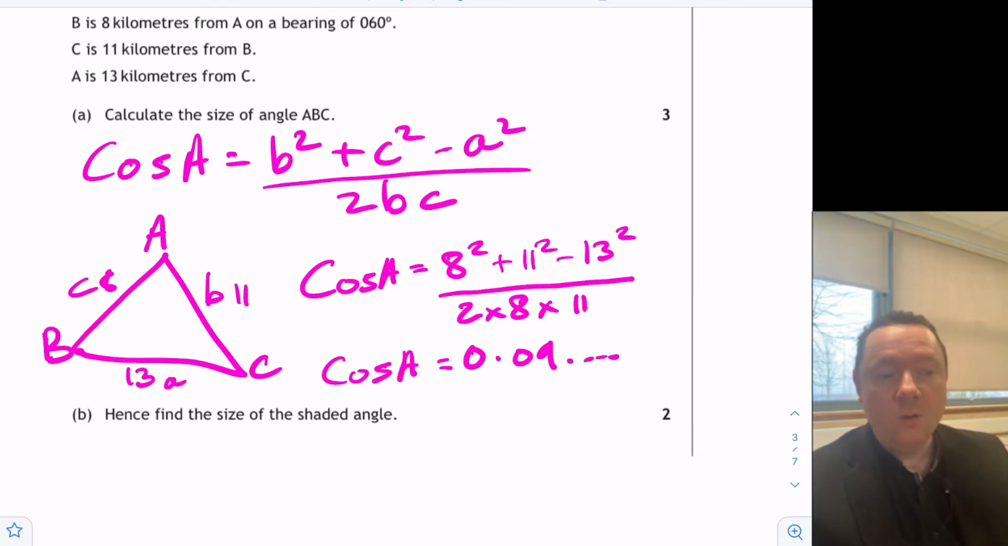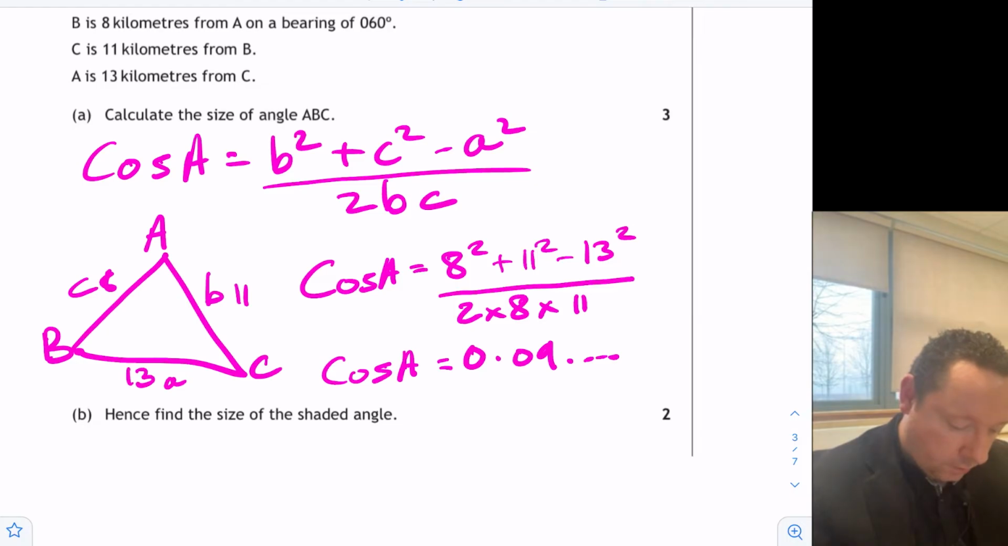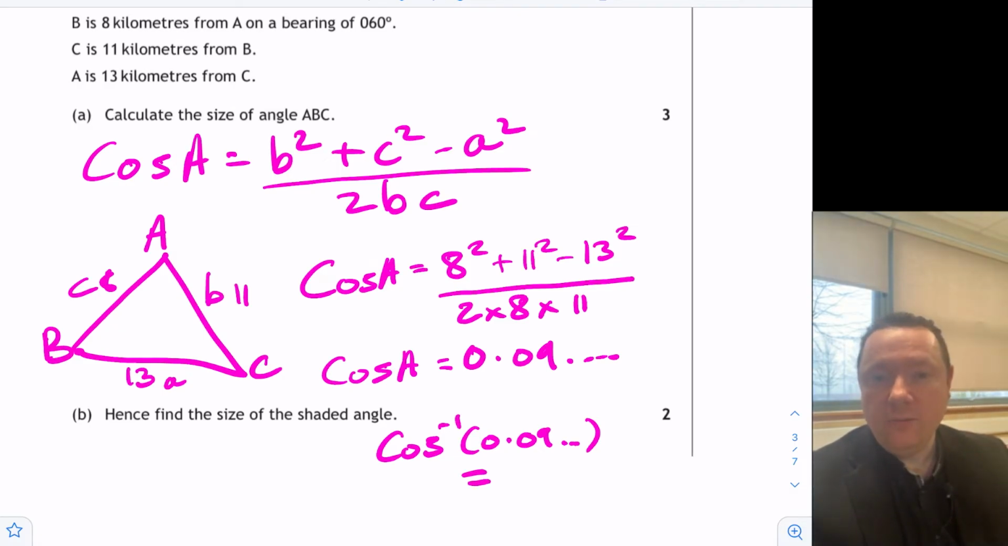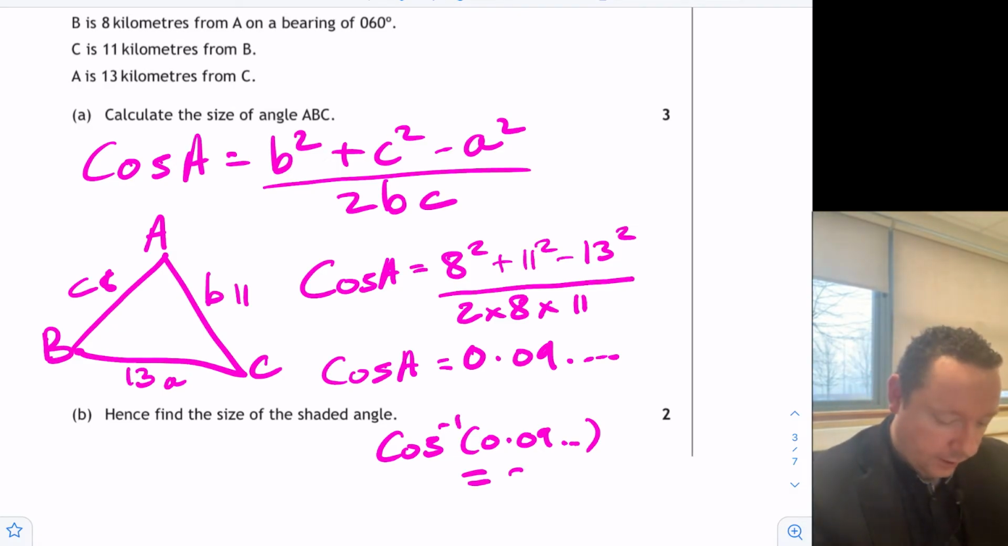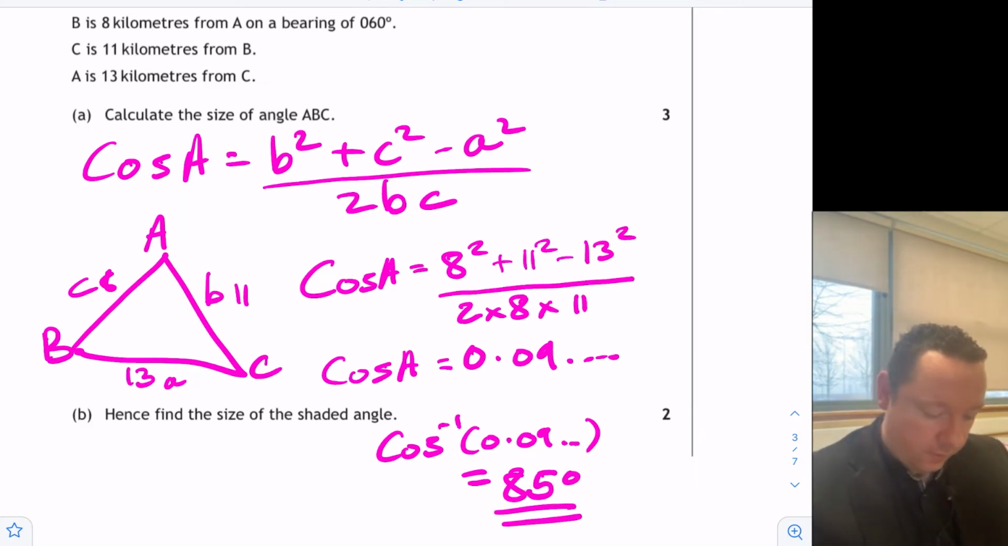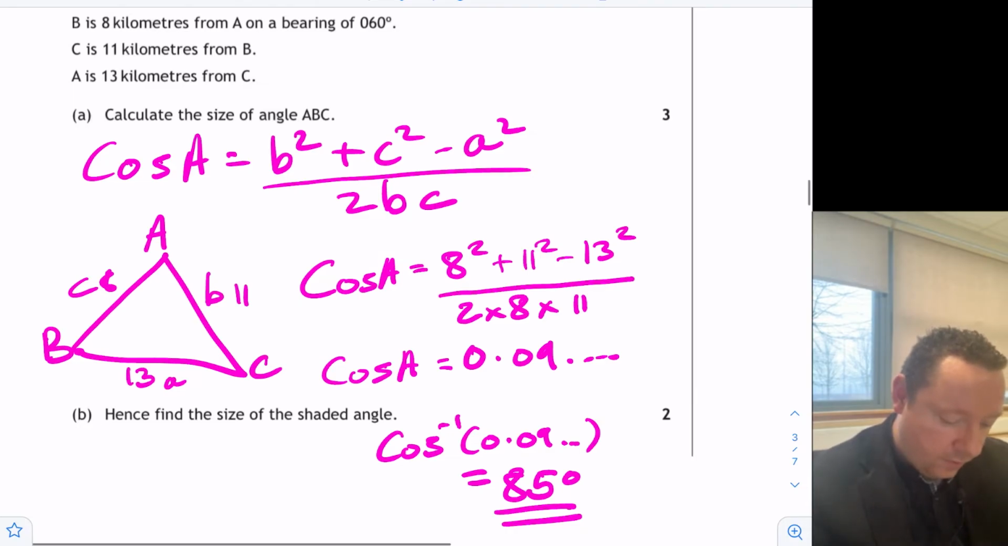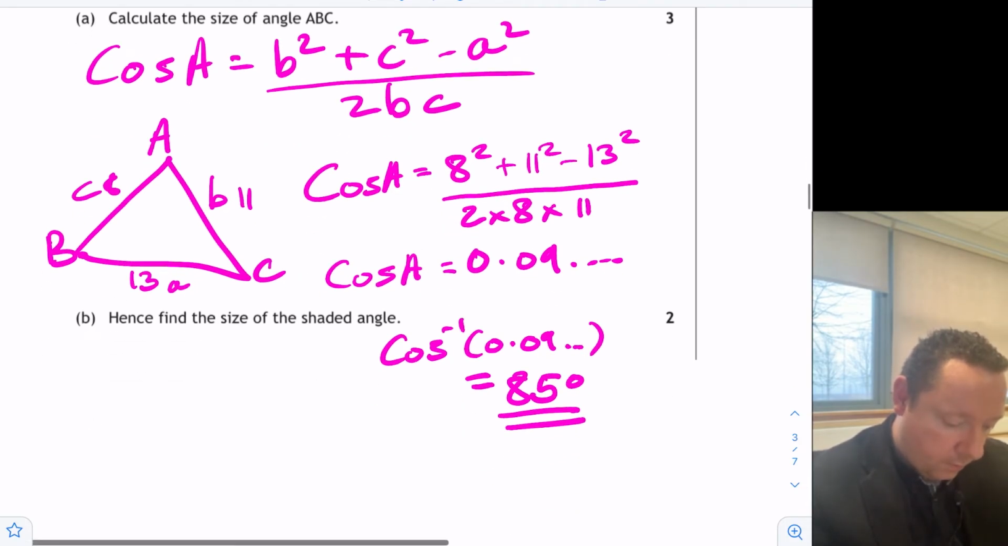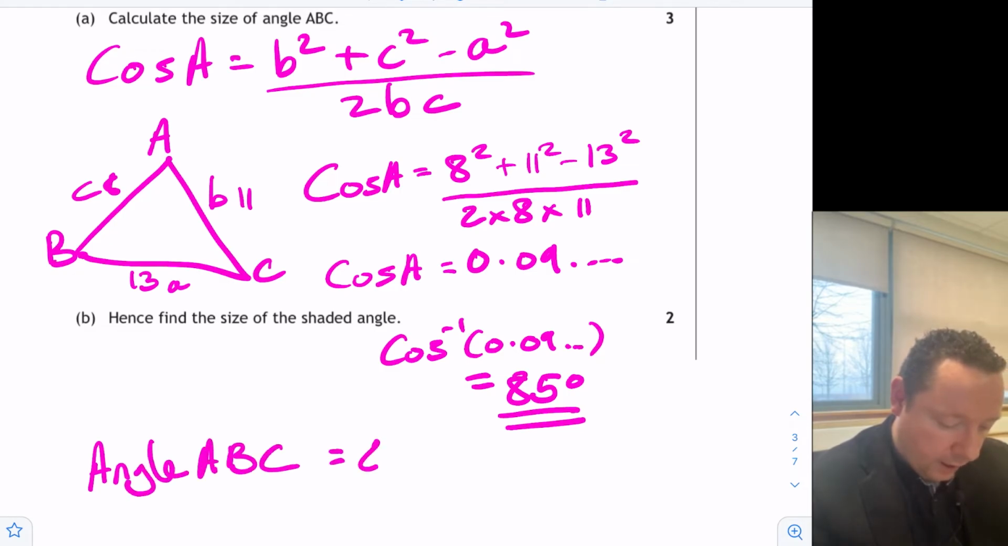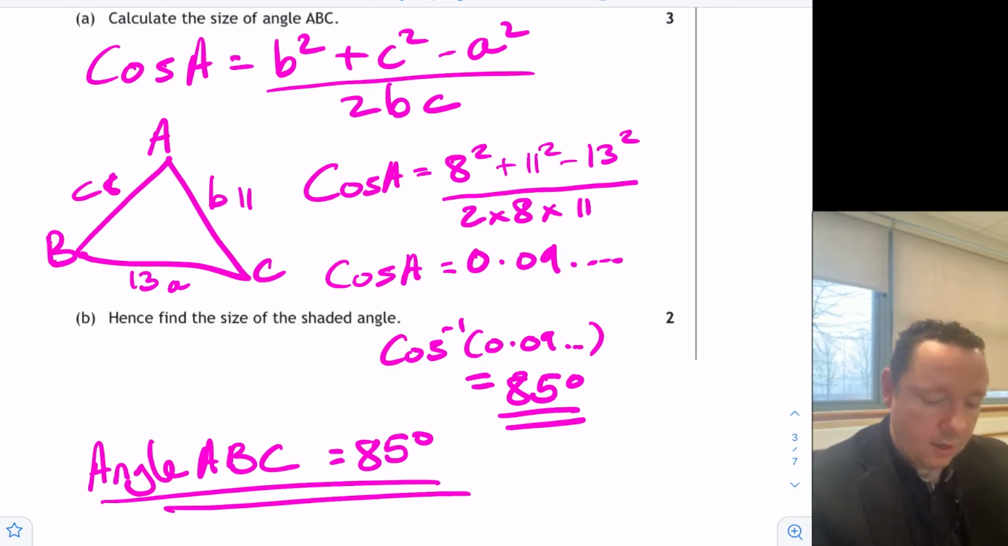So then to get an angle, we need to do the inverse cos. So the inverse cos of 0.09 equals 85 or 84.8. So 85 degrees would be a reasonable degree of accuracy. Or if you got 84.8, that'd be fine. So just to answer the question, remember they said angle ABC. I would then write, to be very clear, angle ABC equals 85 degrees. And we're done there.